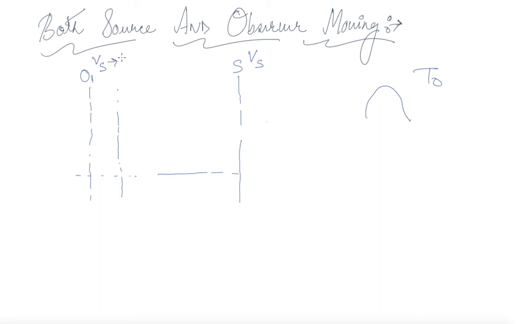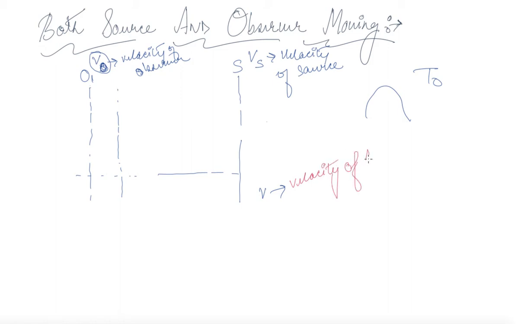Now please keep in mind, if you're writing this in an examination, you should properly name all the notations that you have put in. This is the velocity of the observer, Vo, and this is the velocity of the source, Vs, plus we have a different velocity, V, that is the velocity of sound.